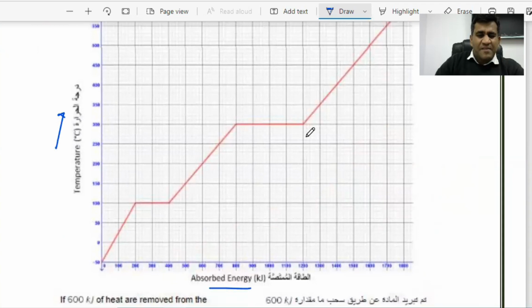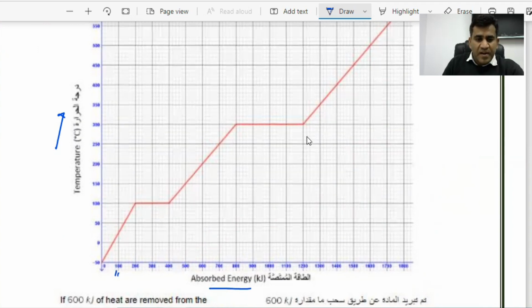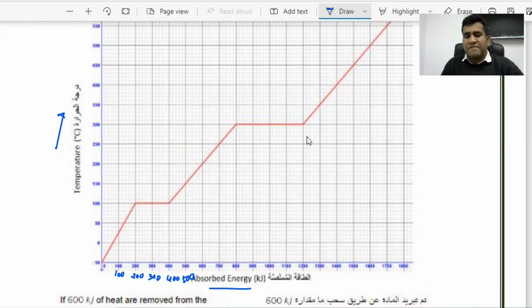Here the graph is not clear, but I analyzed it carefully and found that whatever values they have written are multiples of 100. This is going to be 100, this is 200, 300, 400, and so on, 500, and so on. And temperatures are minus 50, 0, 50, 100, 150, 200, 250, incrementing by 50. Now, what is the question asking us?